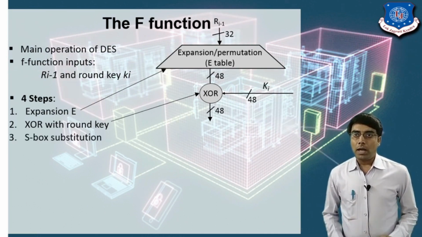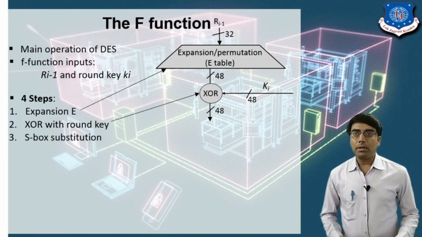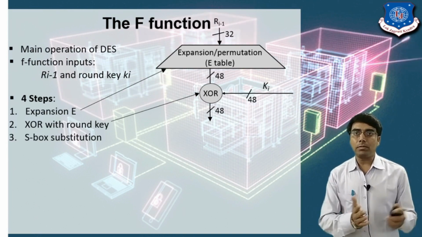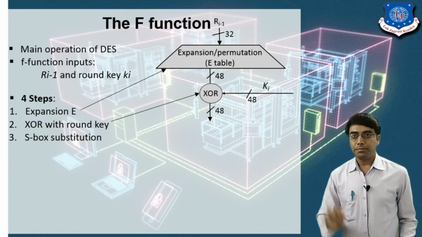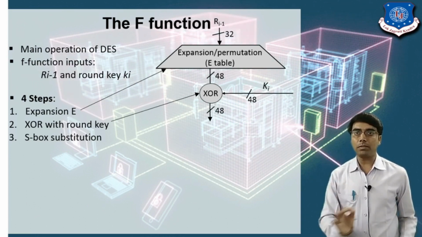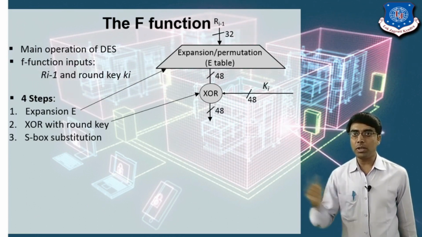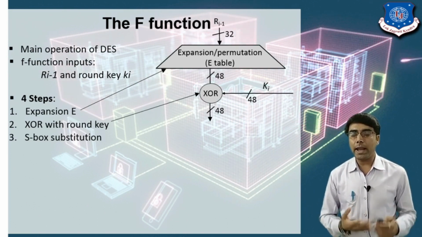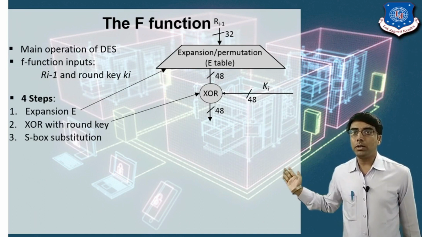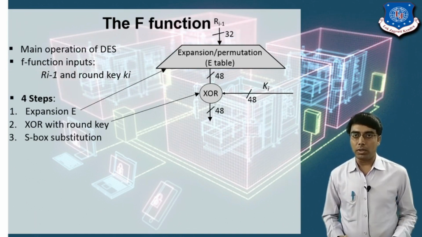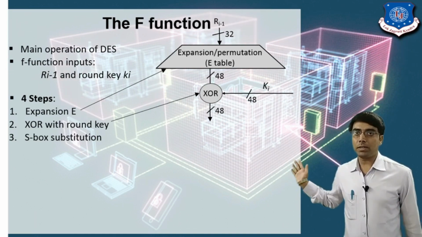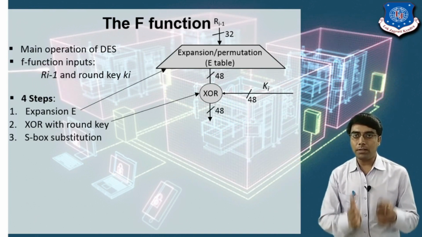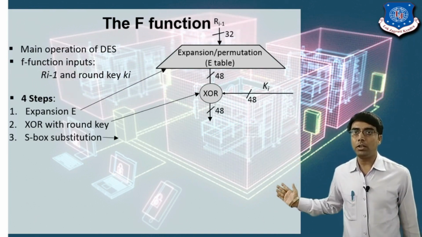Now the third step is the S-box substitution. Now why do we require the S-box substitution? Our output is 48-bit, and I want to convert this 48-bit into 32-bit. So how can I do it? Using the S-box substitution, we will convert the 48-bit into 32-bit.